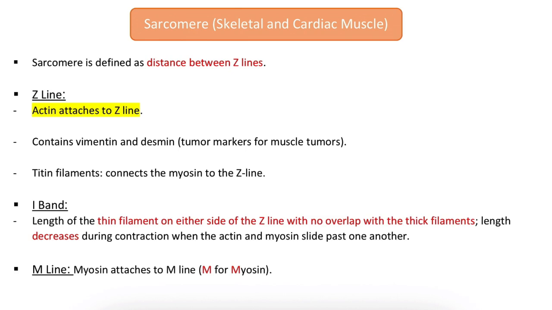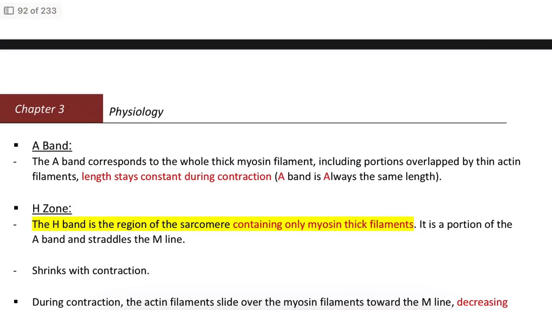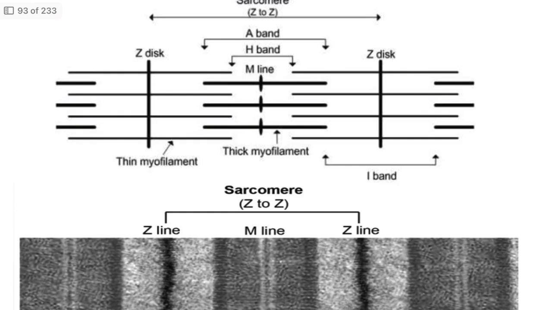So, what is a sarcomere? The sarcomere is the functional contractile unit of striated muscle found in both skeletal and cardiac muscle. It spans the distance between two Z lines, and it contains organized actin thin filaments and myosin thick filaments. It is the basic repeating unit that shortens during muscle contraction. So, the mnemonic is Z to Z is the zone of contraction. You can see in this image, Z to Z is the zone of contraction.